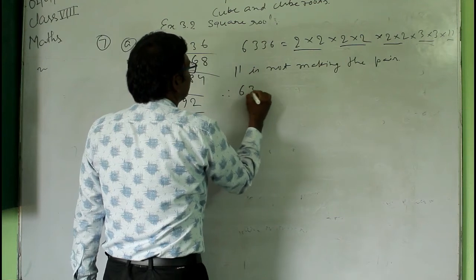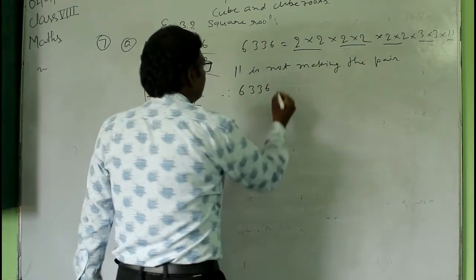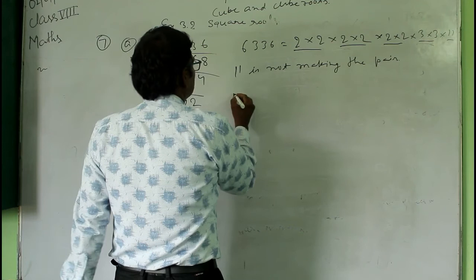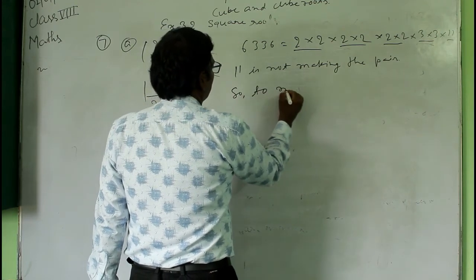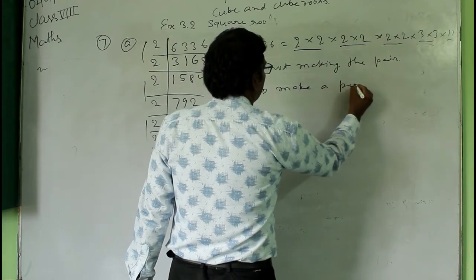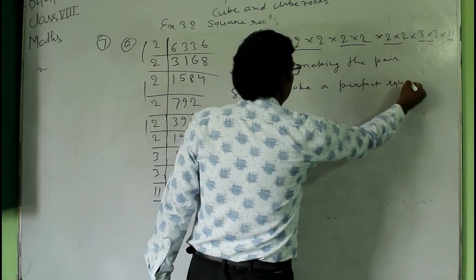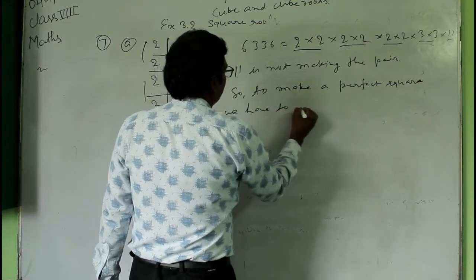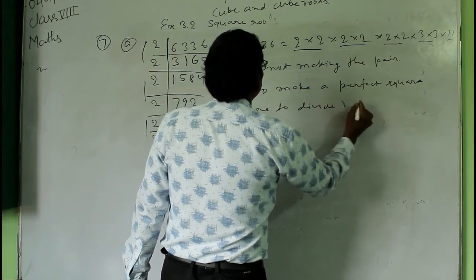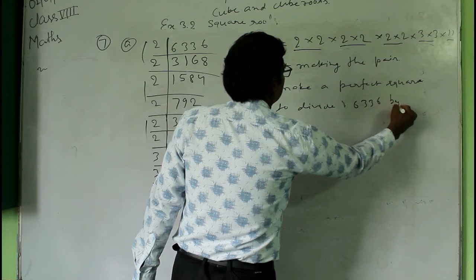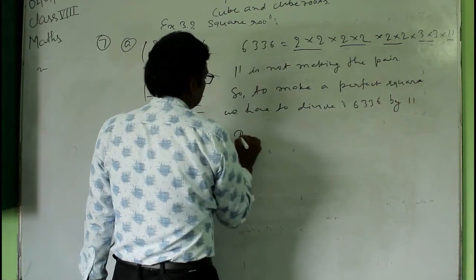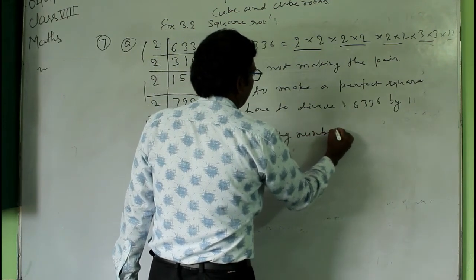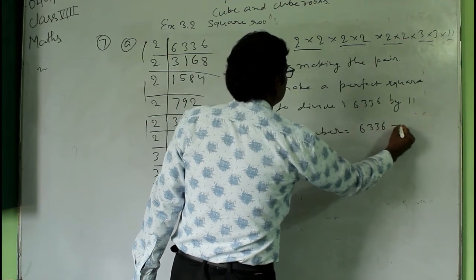Therefore divide 6, 3, that is this, divided by, or you will write it that so to make a perfect square, we have to divide 6 3 3 6 by 11, and therefore the resulting number equal to 6 3 3 6 divided by 11.